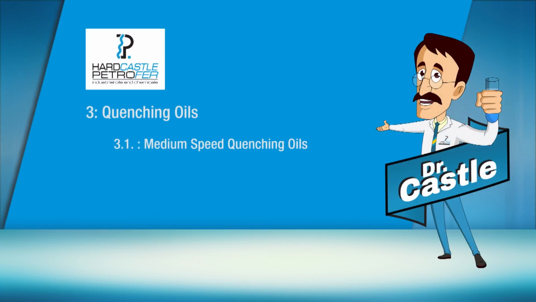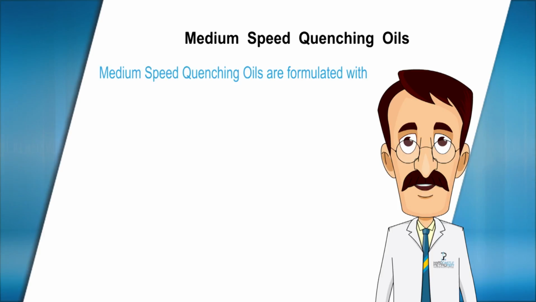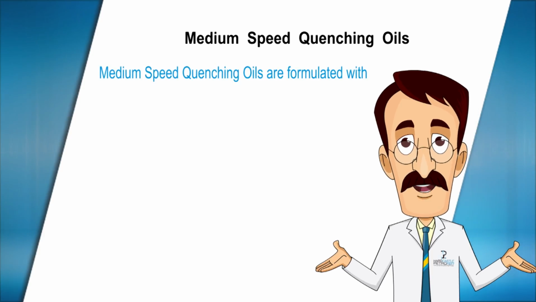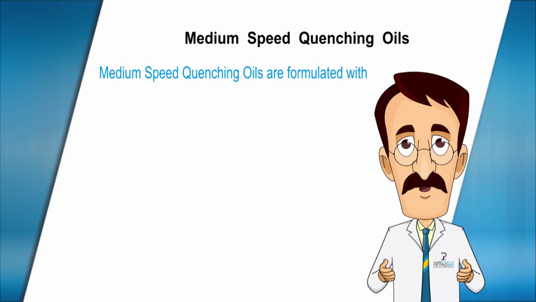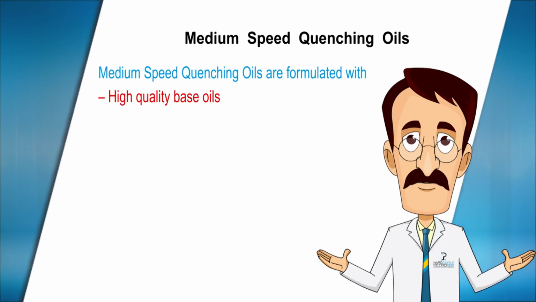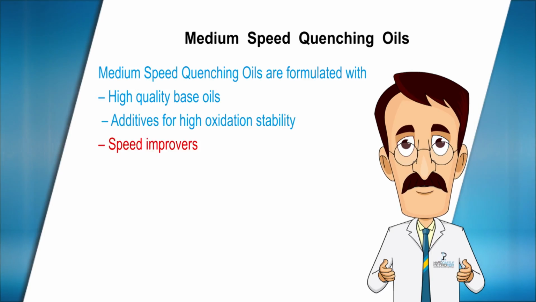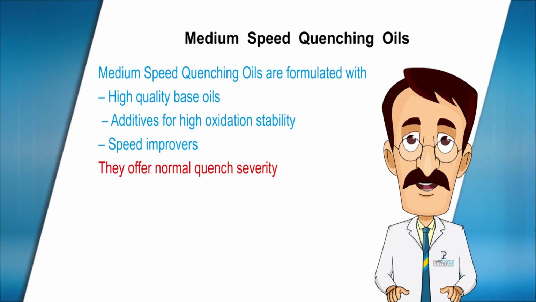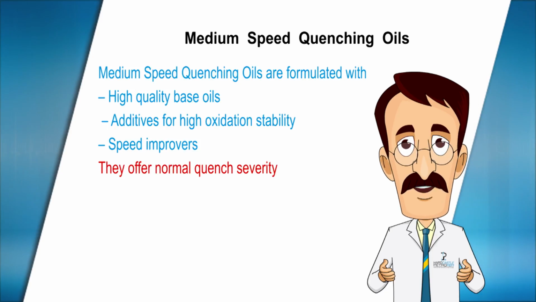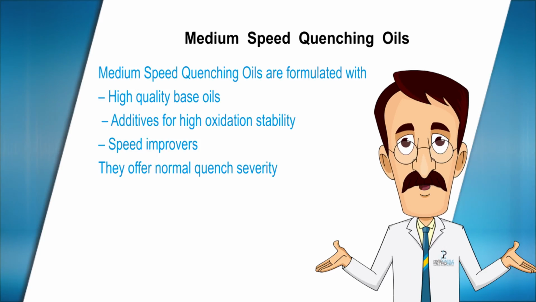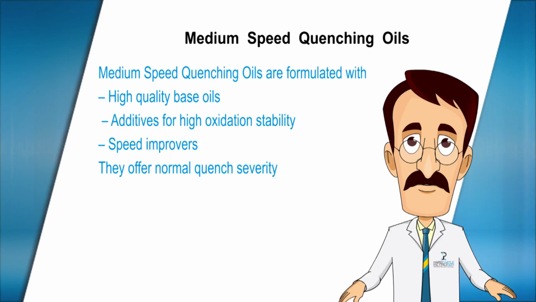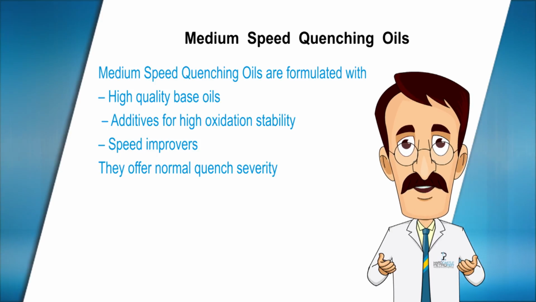Let's continue the discussions on the medium-speed quenching oils. Medium-speed quenching oils are recommended for general-purpose applications. These oils are formulated with high-quality base oils, additives for high oxidation stability, and speed improvers. They offer normal quench severity, which makes them suitable for hardening of low and high alloy steel grades. They are normally used in open quench tanks due to their higher oxidation stability characteristics.